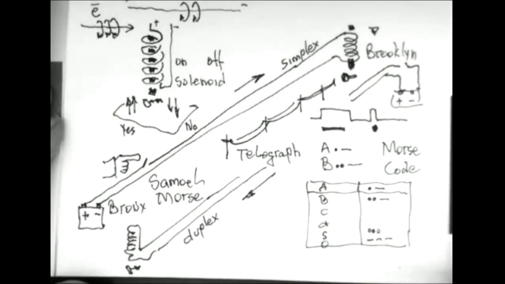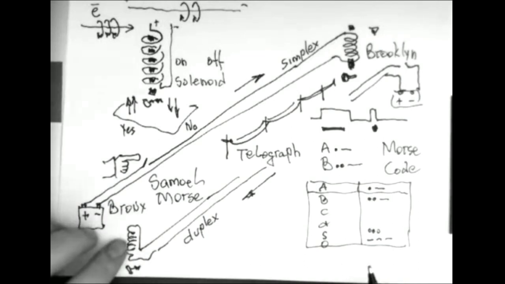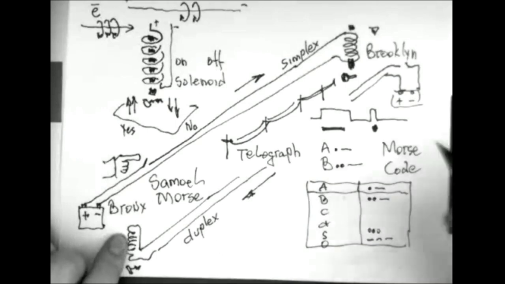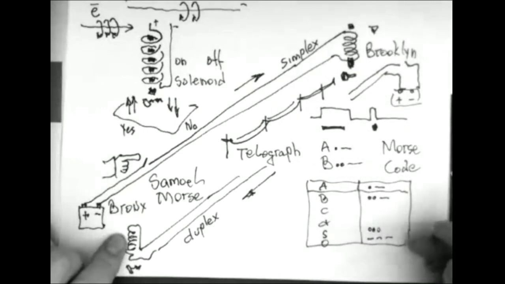What is the advantage of this? It's cheap and it's very primitive. It's very simple. So you can just put two long wires on poles and put the coil on one end and battery with switch on another end.